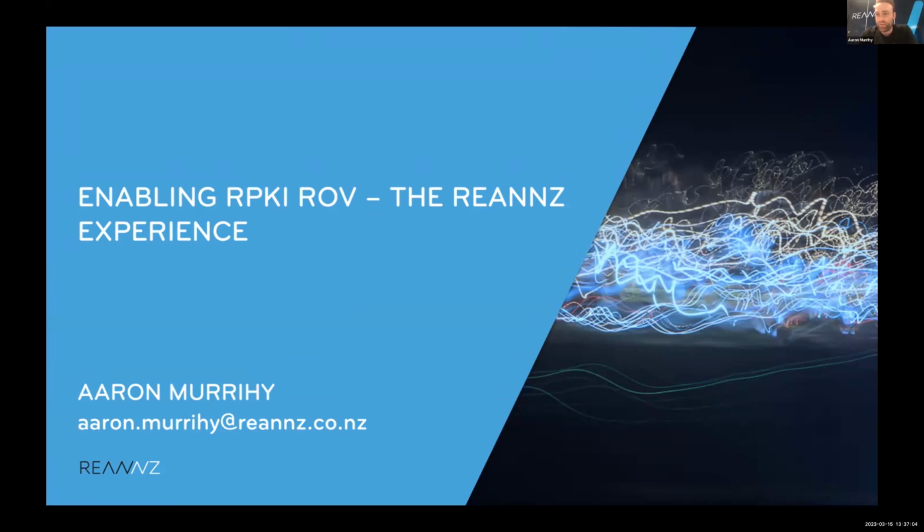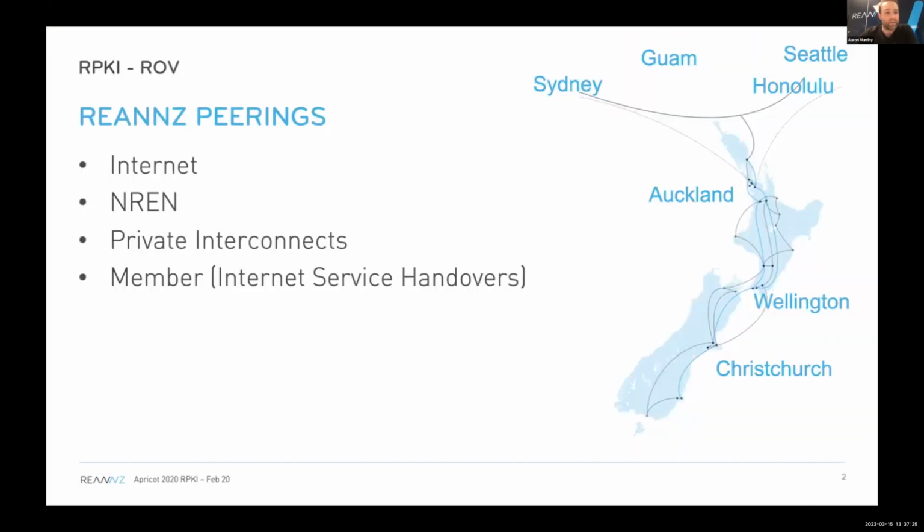So yeah, I'm here to talk about the experience that REANS has had enabling route origin validation on our network. We originally started doing this in 2019, when we first enabled it. It was a very different landscape back then and it was far less talked about. So it was quite an interesting experience.